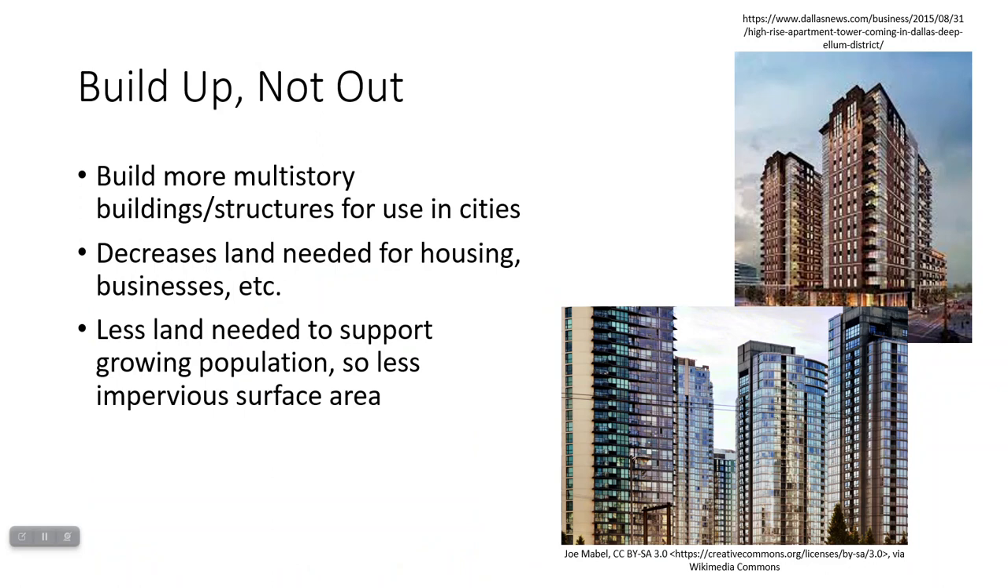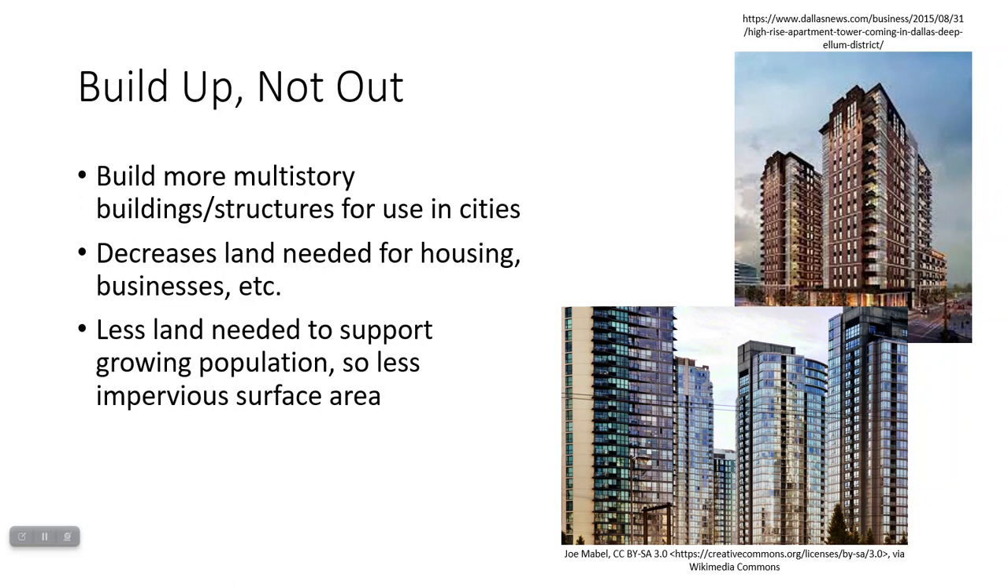Another thing is instead of spreading out and building all these suburbs, we can zone more areas for multi-story buildings or multifamily housing. And that's building up instead of out. So instead of expanding out into further areas, instead of having this urban sprawl, you can instead build multi-level housing, so condos, apartments, etc. And that decreases the amount of land you need for housing, businesses.